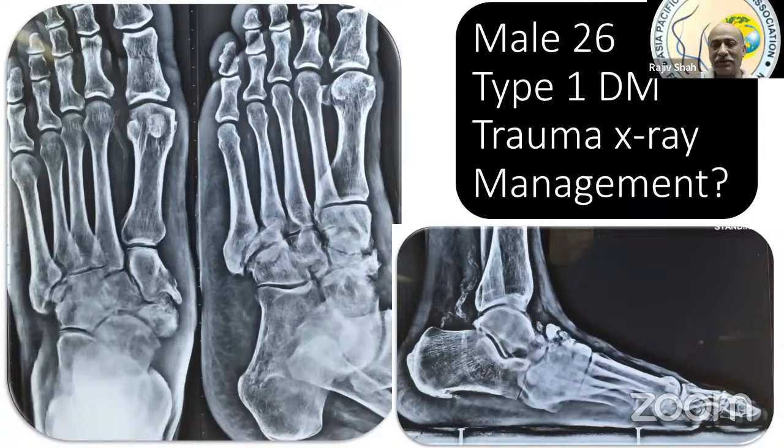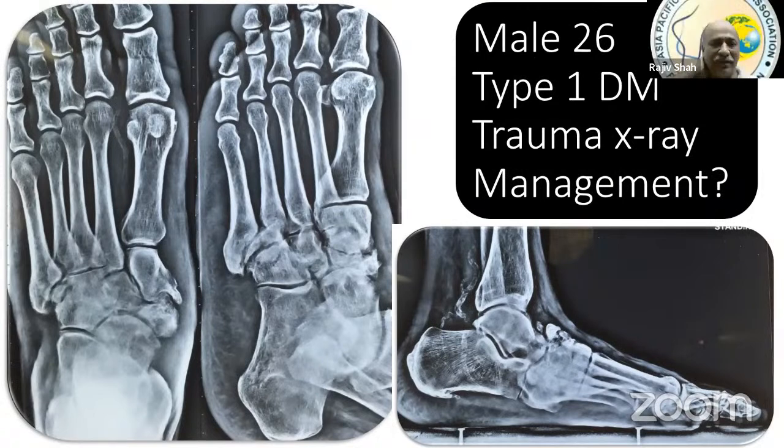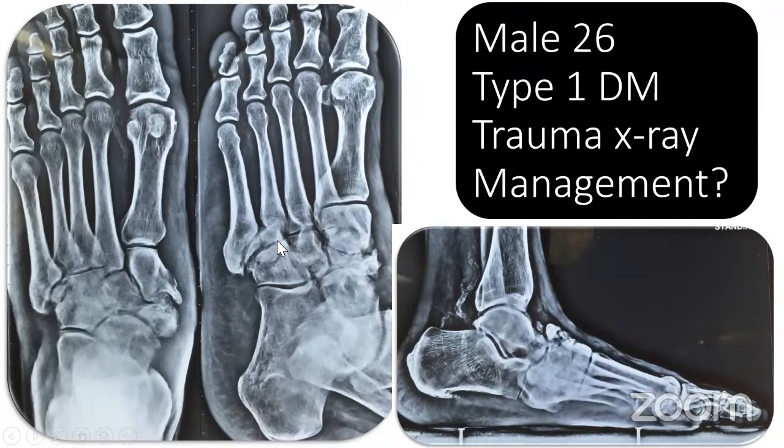Now, this was a 6-year-old male, type 1 diabetes. This is the trauma X-ray and management. Anybody? Navicular fracture with cuboid and also base of 5th metatarsal. Even lateral cuneiform also? Yeah. So, how would you manage this patient? First, get a CT scan, or put a distractor on both the medial and lateral side, and then get a CT scan.